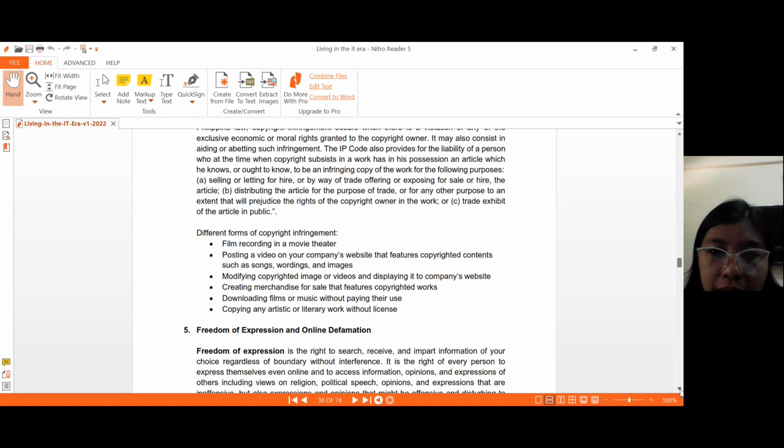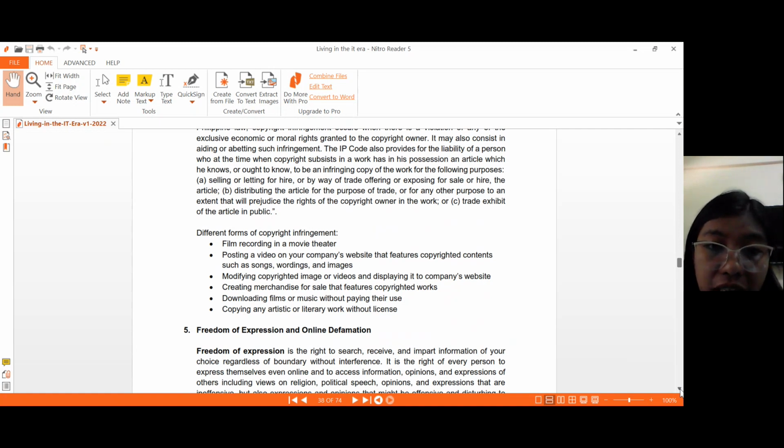Posting a video on your company's website that features copyrighted content such as songs, wordings, and images, o yung mga logos natin, nag-download ka from the internet, from the web, tapos i-modify mo lang ng konti, hindi pa rin pwede yun. Kahit na in-edit mo, minodify mo lang ng konti, hindi pa rin pwede. Ginawa mong logo ng company mo, or nag-download ka ng images, in-upload mo sa website ng company mo, ng songs, ng wordings, copyright infringement yan. Ayan, modifying copyrighted images or videos and displaying them on the company's website, such as yung logo na sinabi ko.